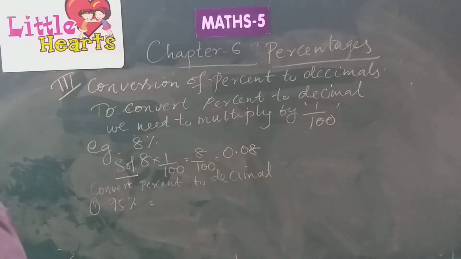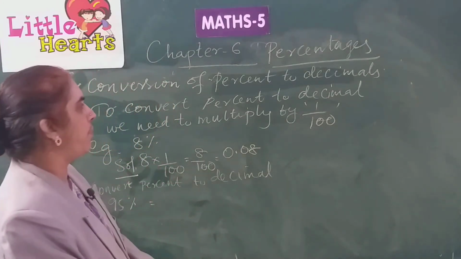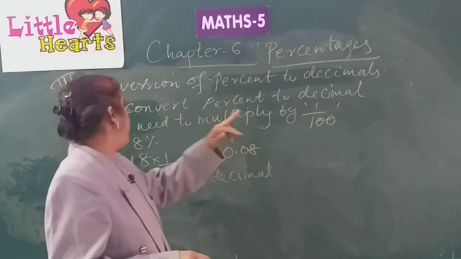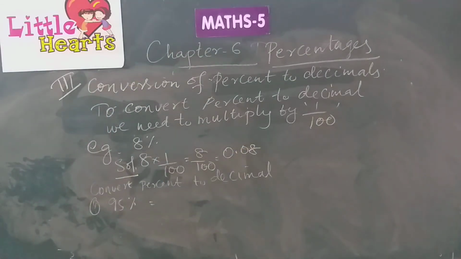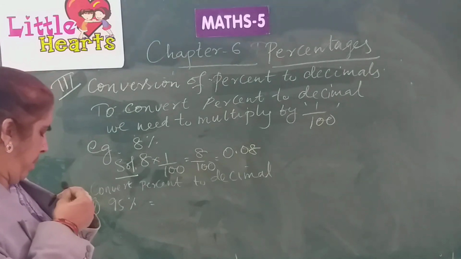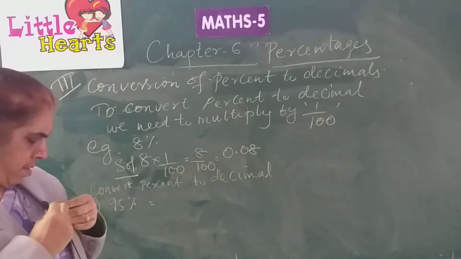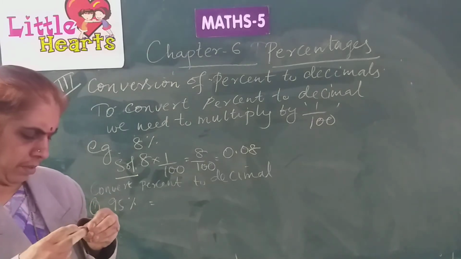Yes children, here is another model, conversion of percent to decimal. A percentage is given and you need to convert it into a decimal. To convert percent to decimal, we need to multiply by 1 by 100, just as for percent to fraction. Just like that we need to multiply by 1 by 100.